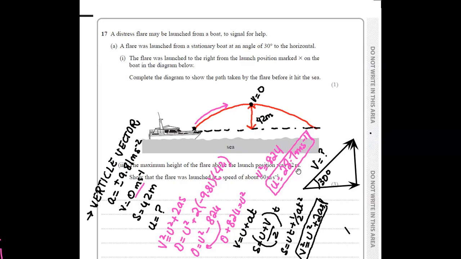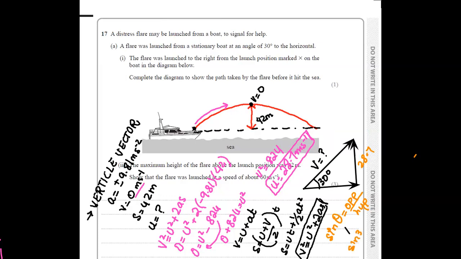So now I know that in the vertical direction, the velocity is 28.7. Now I can use trigonometry ratios. I can use my trigonometry to figure it out, right? How am I going to do that? I'm going to use the formula sine theta equals opposite upon hypotenuse.